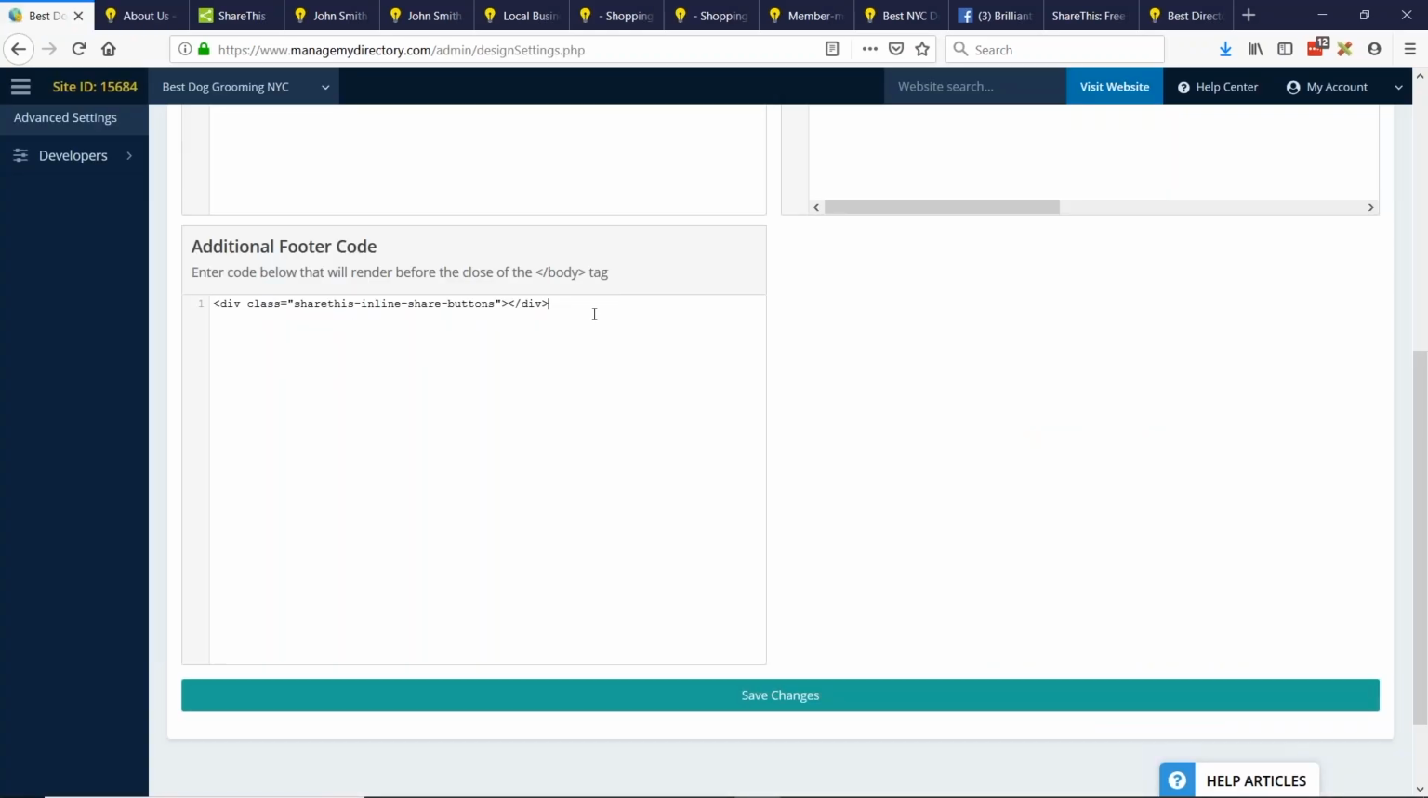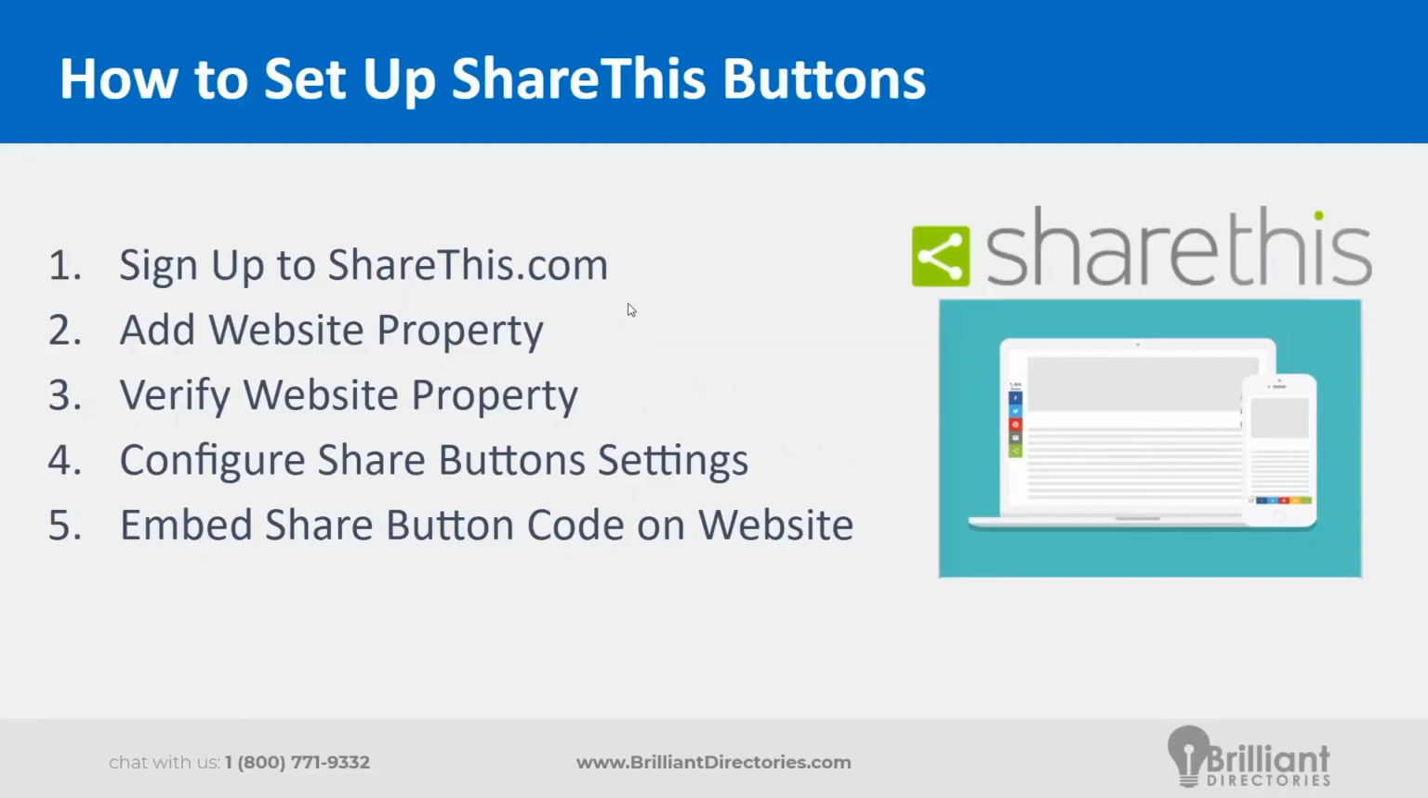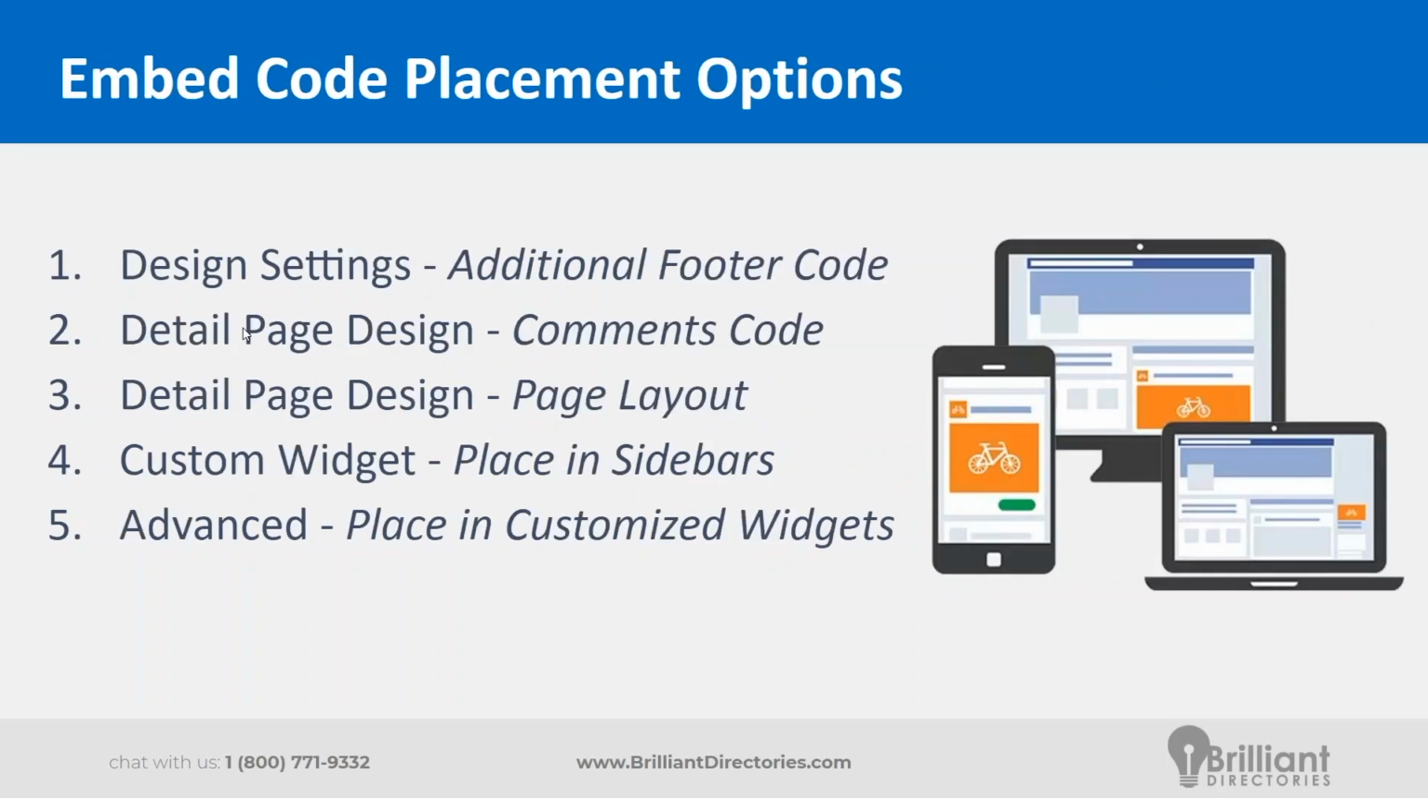Now, let's take this a bit further. Let me go back to the presentation. So we've done all this, 1 through 5 here, and we could stop there. But what I wanted to do is give you guys 5 embed code placement options because probably you don't want that on every single page of your site. You may want it, but I think it makes more sense on specific blog posts or on coupon pages or on member profiles and whatnot. I don't think it needs to be on every single page of your site.